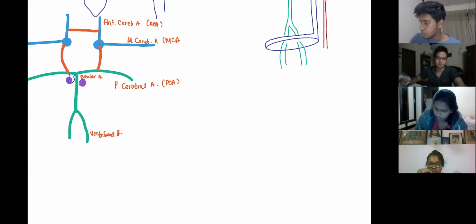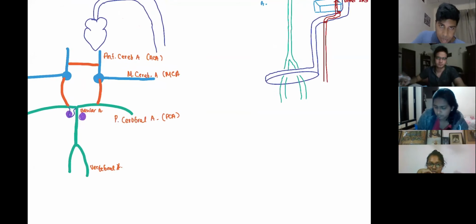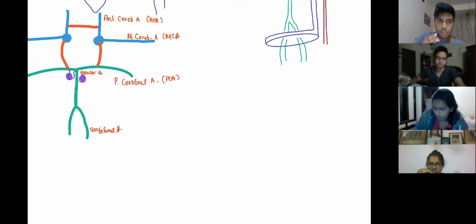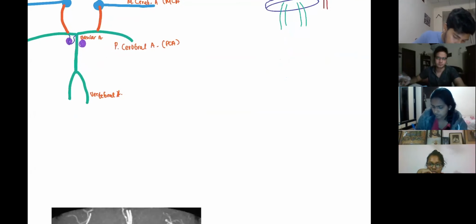Now, I need you to remember this rule. Okay, wherever the arteries go, it is going to give small supplies. So the basilar artery will give rise to the cerebellar arteries, the pontine arteries, and basically it will supply the whole brainstem. We are going to draw a diagram, so don't worry. Wherever these arteries go, it will supply the brainstem or wherever it is.